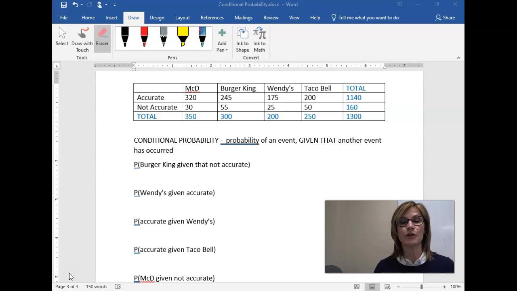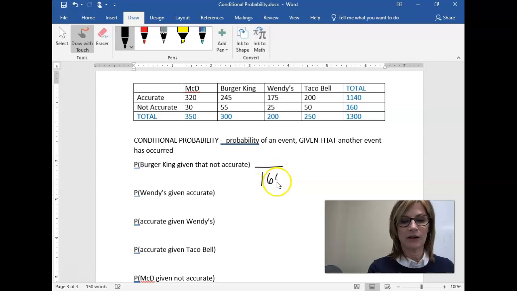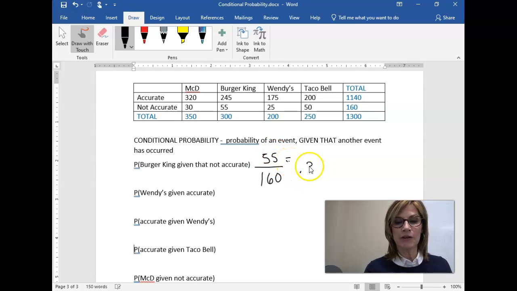Go figure. Okay, which brings us to conditional probability. Conditional probability was probability of an event given that the other event has occurred. So Burger King given not accurate. We're only interested in the orders that are not accurate. So there are 160 orders that are not accurate. Of those 160, 55 were from Burger King, which gives you a probability of 0.344. That says a lot. Out of all the wrong orders that we did, 34% of them were at Burger King.